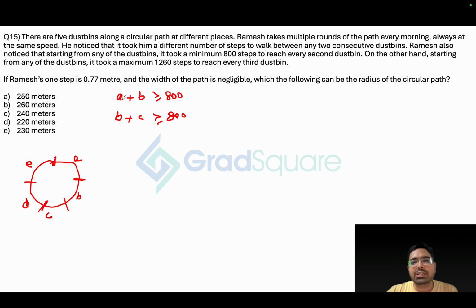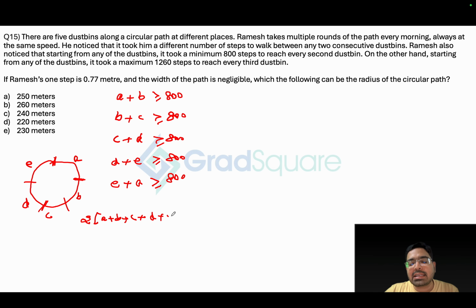If you continue to write, A plus B is greater than or equal to 800, B plus C greater than or equal to 800, C plus D must be greater than or equal to 800, D plus E must be greater than or equal to 800, and E plus A must be greater than or equal to 800. Now you can add all of these inequalities and you will realize it is 2 times A plus B plus C plus D plus E, which should be greater than or equal to 800 into 5, which is 4000. So the total number of steps must be greater than or equal to 2000.